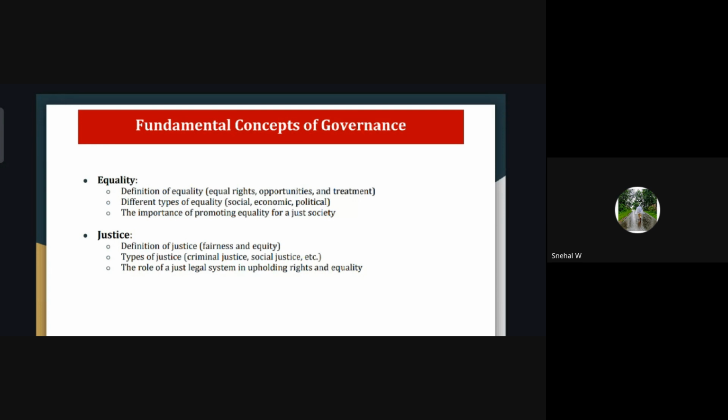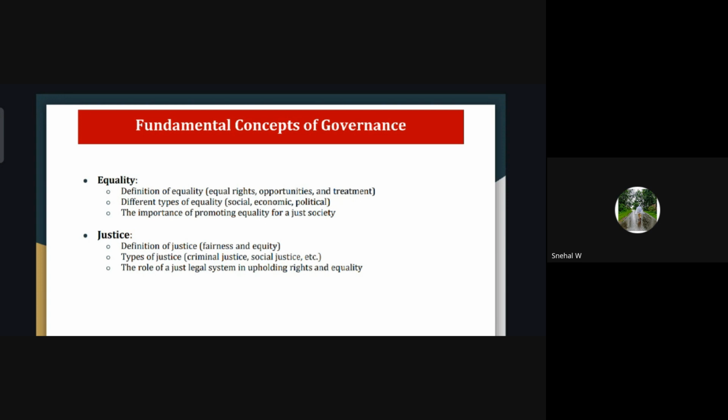Again, in inequality, you have three aspects. One is social, second economic, and third is political. Okay, I think only 10 to 15 minutes are left, and I will try to summarize it within time. And after that, if questions are there, we will take. Otherwise, we will continue for a few minutes.